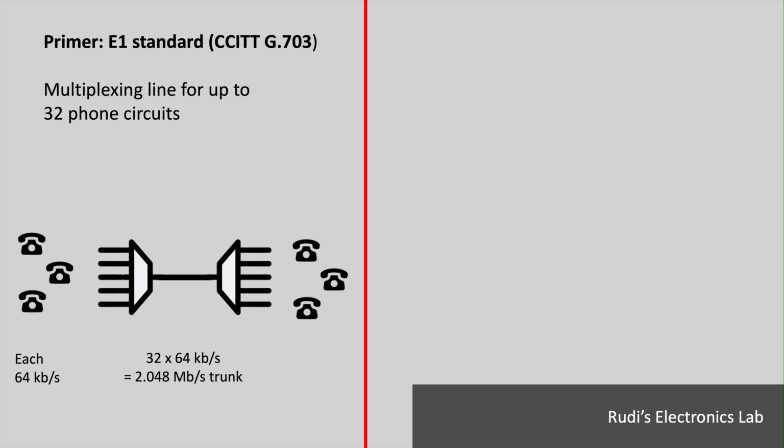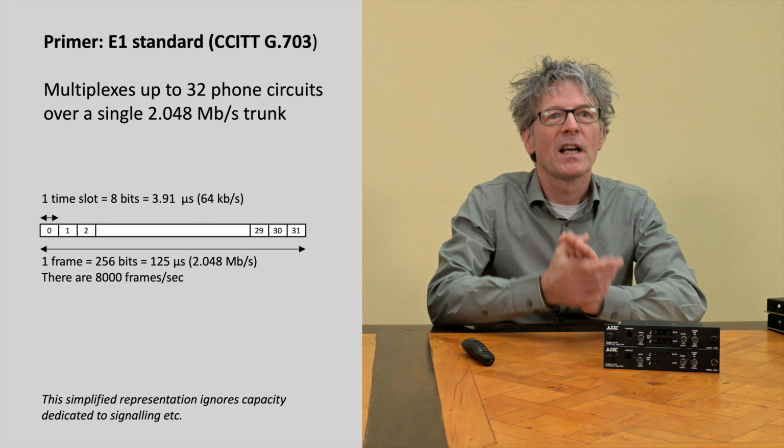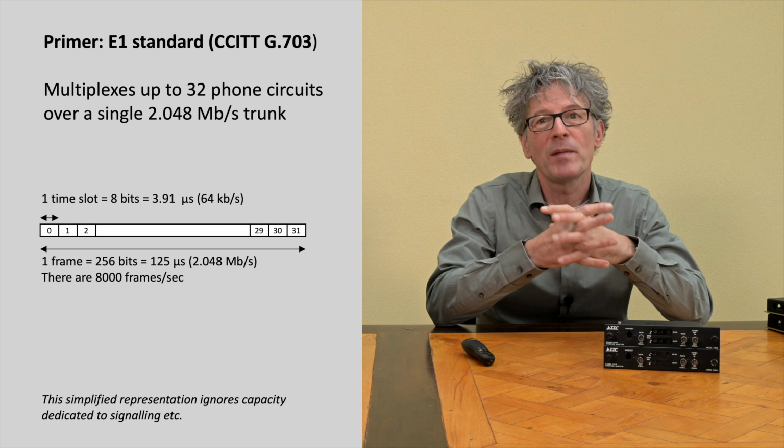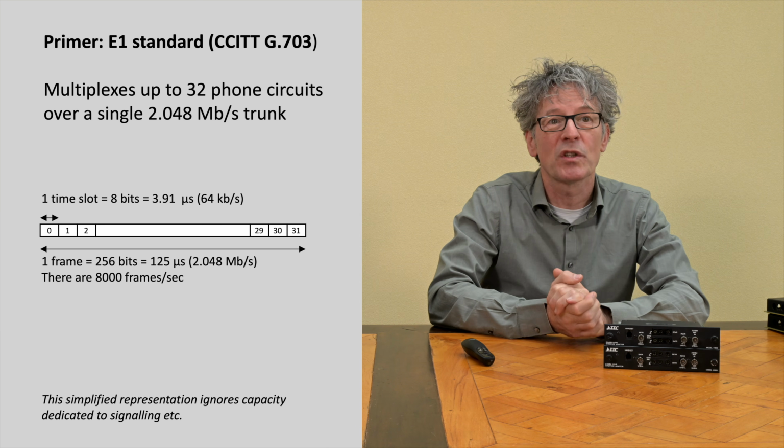Now, how is this multiplexing taking place? It basically does so by using time frames, and these are short time frames that have just 8 bits per telephone call.